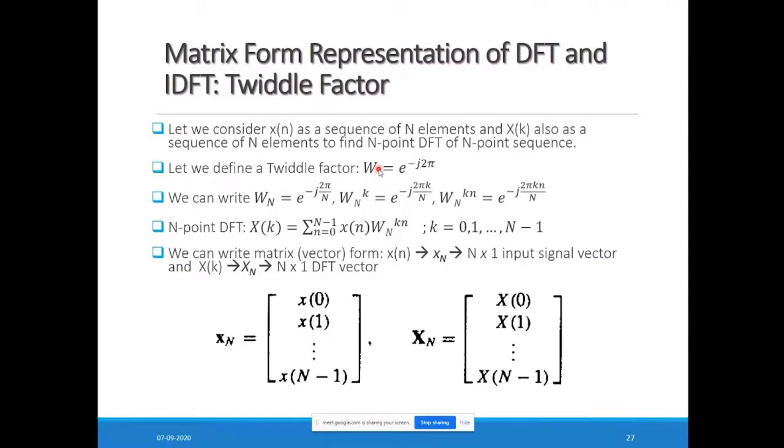First is simple W, that is e raised to minus j 2 pi. Then W suffix N is e raised to minus j 2 pi by N. Then W suffix N raised to k is equal to e raised to minus j 2 pi k by N. Then W suffix N raised to kn is equal to e raised to minus j 2 pi kn divided by capital N. So we represent the N-point DFT. Now instead of the earlier factor, we replace that with the Twiddle factor.